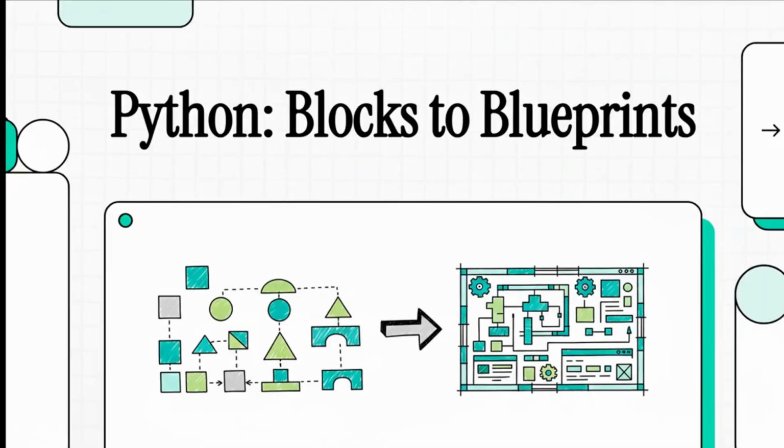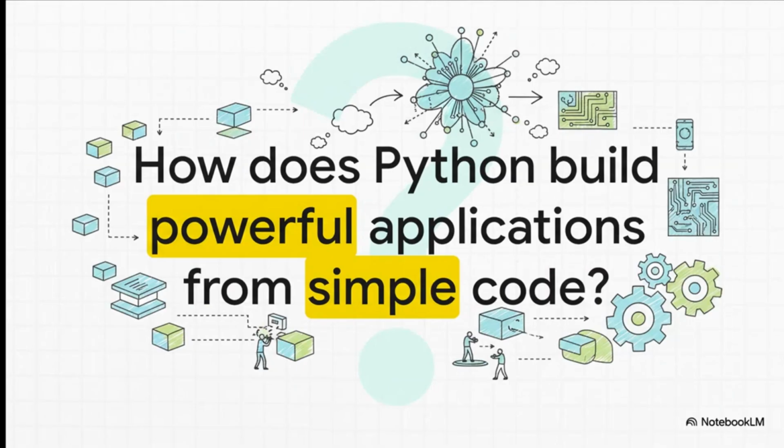Have you ever looked at an app like Instagram or Spotify and just wondered, how? How can a few simple lines of Python code power something so complex? Well, today we're going to pull back that curtain and see exactly how Python turns simple code blocks into massive architectural blueprints. So that's the real question we're tackling, right?